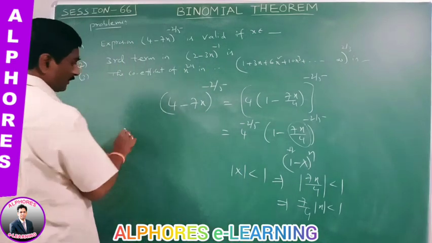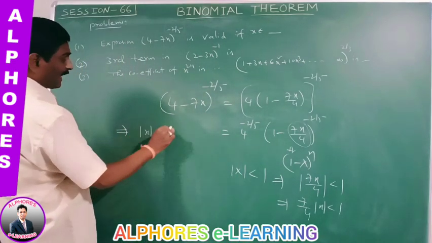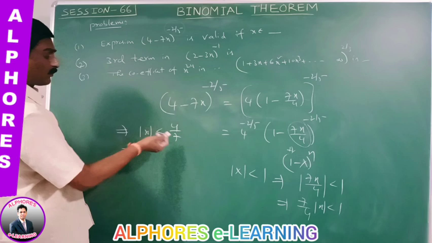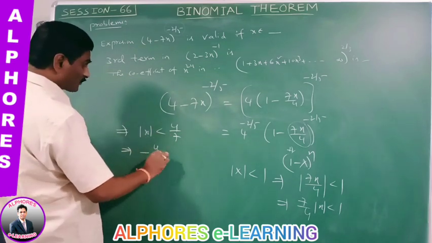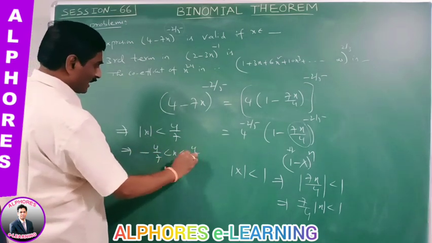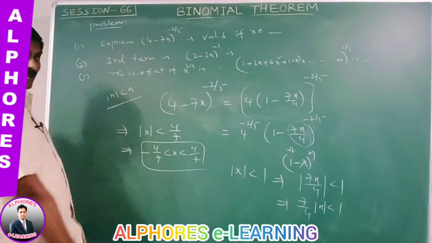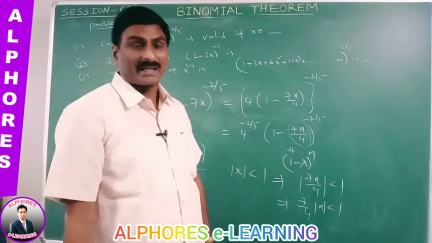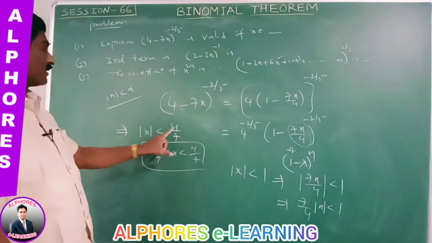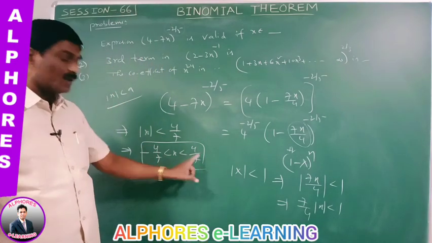That means, what is the meaning of this? Mod x less than 4 by 7 means minus 4 by 7 is less than x less than 4 by 7. If mod x is less than a, what is the solution? The value of x lies in the interval minus a to a. By using that, this value lies in between minus 4 by 7 to 4 by 7.